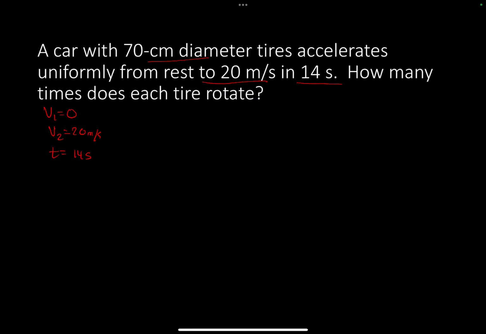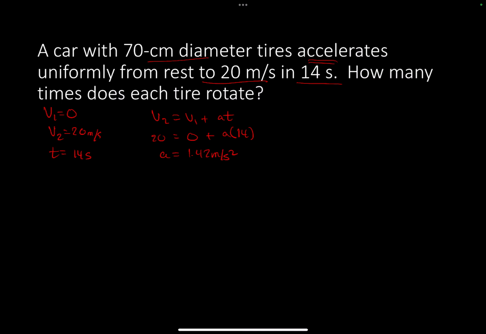I'm going to need to find the acceleration. So it's important to find the acceleration. I'm going to use just kinematics equations. If you recall, V2 equals V1 plus AT. V2 is 20, V1 is 0, plus A times 14. And I get the acceleration to be 1.42 meters per second squared.